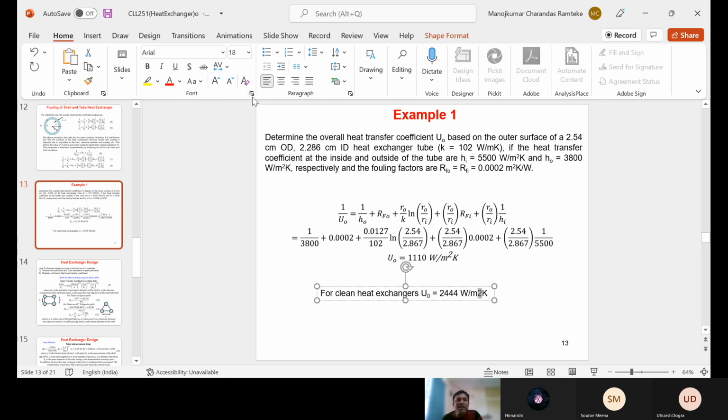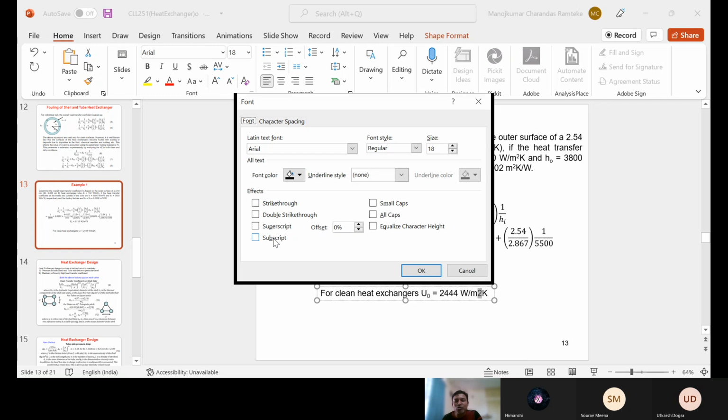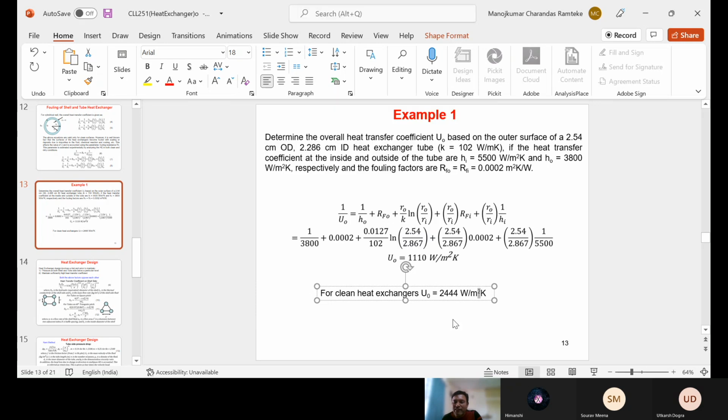So fouling is a very important factor to look at. If you join an industry, then this factor is going to be really significant. Don't ignore it. Okay. Is it clear to everyone?